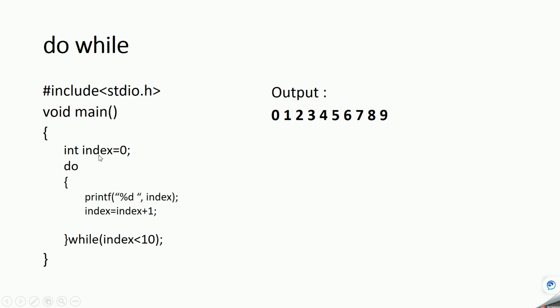But suppose at the start, this index value was 10. In this case, it will simply come here and print percentage d index. So index value is 10, so it will print 10, and now index will become 11, means 10 plus 1, and then this condition will be checked. Here the value of index has become 11, so 11 is less than 10, it is false, so it will come out. So in this case it will print just one value, 10.